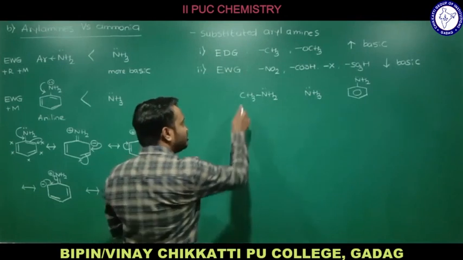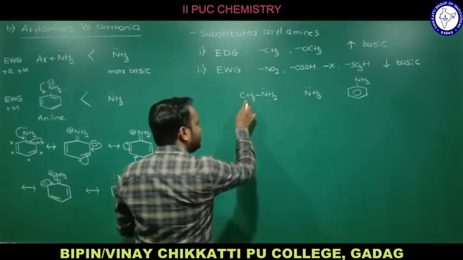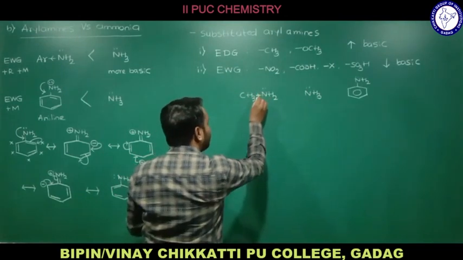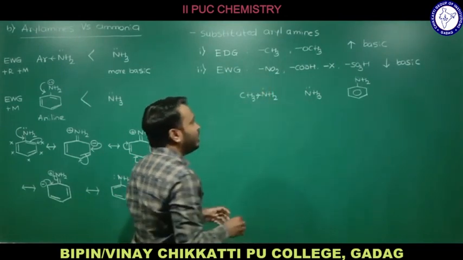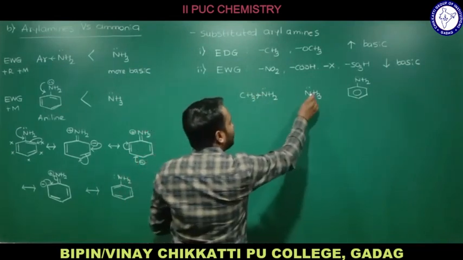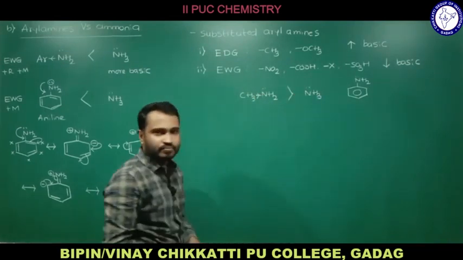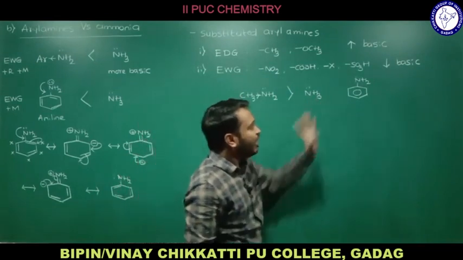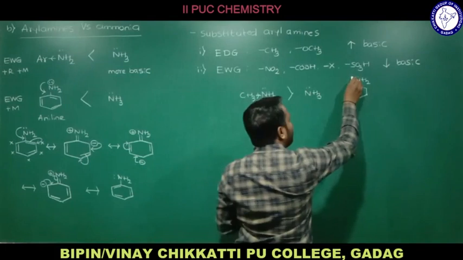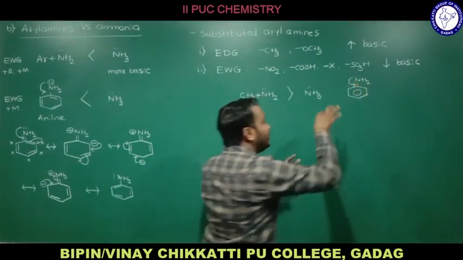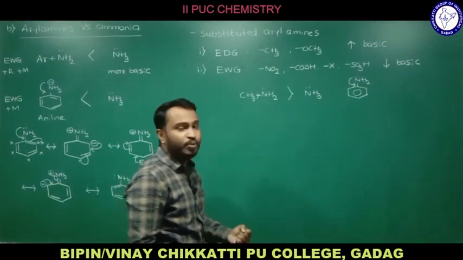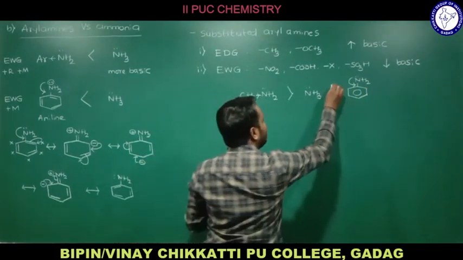So if you consider CH3NH2, CH3 is an electron donating group that donates electrons, and electron density on nitrogen increases. Therefore, this is more basic in nature when compared to ammonia. What happens in the case of aniline? We have a lone pair of electrons, and these lone pair of electrons are involved in delocalization in the benzene ring, because the phenyl group is electron withdrawing. So because of that, this is the least basic in nature.